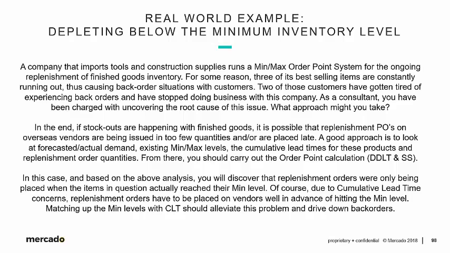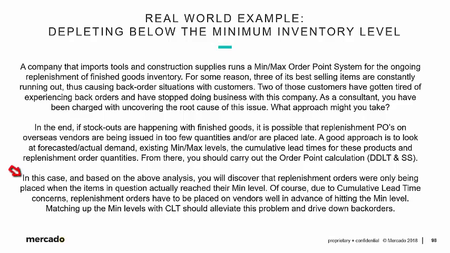A good approach is to look at forecasted and actual demand, as we've talked about endlessly, existing min-max levels. What's the min for these three products? What's the max for these three products? Absolutely look at the cumulative lead times for these products and replenishment order quantities. How much are we buying when we place the PO? From there, you should carry out the order point calculation, demand during lead time plus safety stock. Well, what did we find out here?